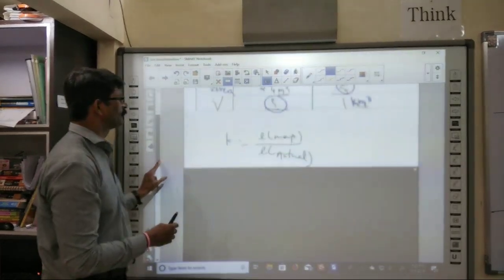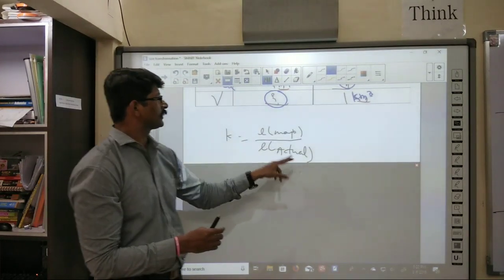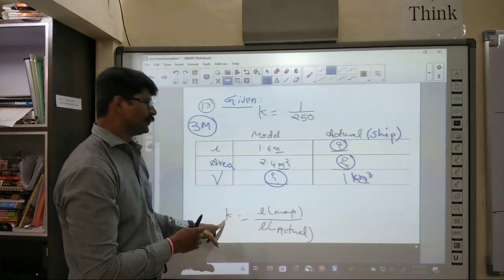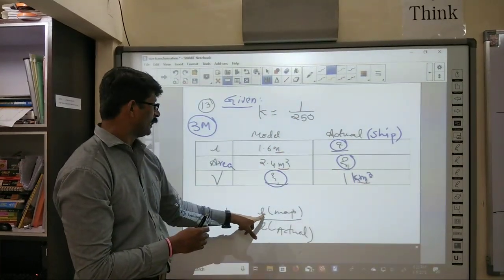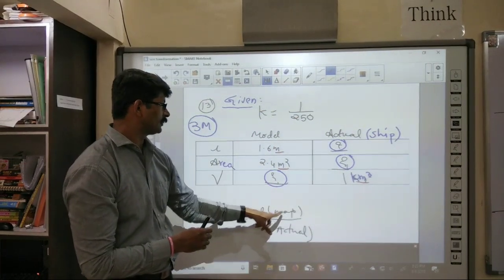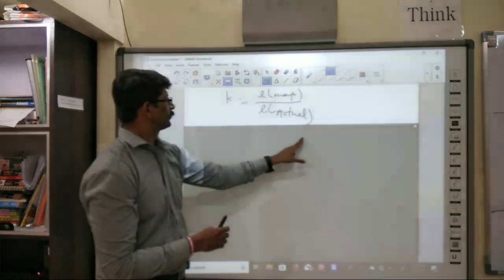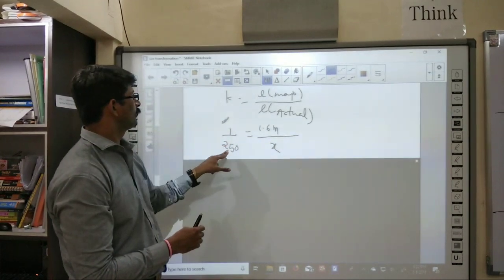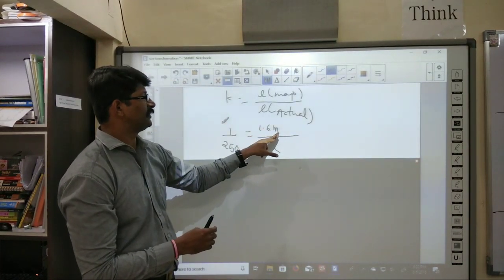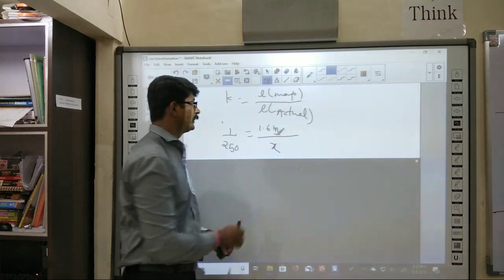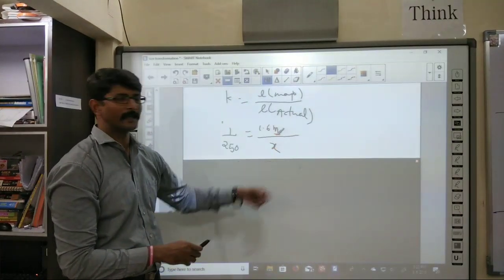So let's substitute in the formula. What is K? K is written over here, K is 1 upon 250. So we're going to fill in that 1 upon 250. Length on map is 1.6 meter, and the length actual we have to calculate. So K is 1 upon 250, length is 1.6 meter. Please note down, I have already written that unit, and length actual we have to calculate.